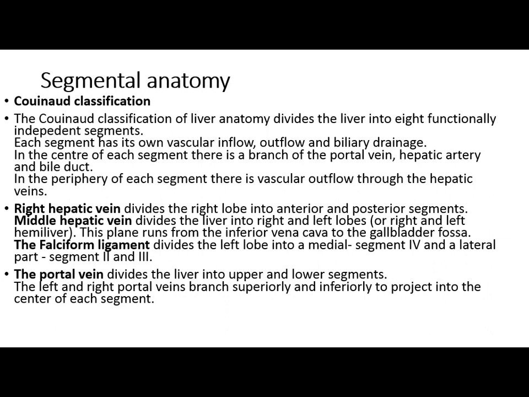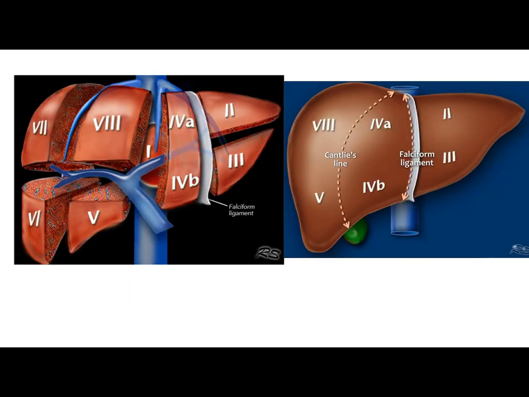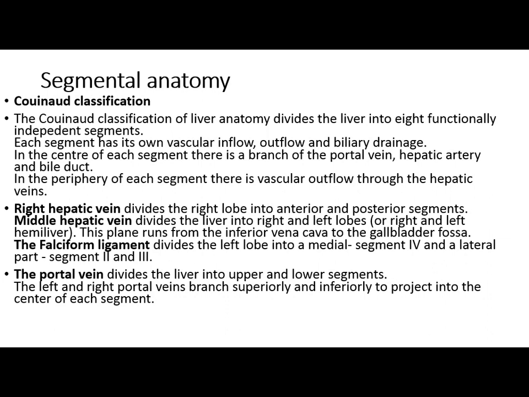Segment anatomy. I will talk about the Couinaud classification. It divides the liver into 8 segments, as we see, and each segment has its own blood inflow and biliary drainage and outflow in the center of each segment. In the periphery of the segments, there is a vascular structure through the hepatic vein.